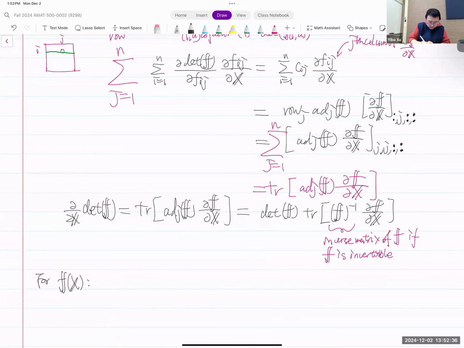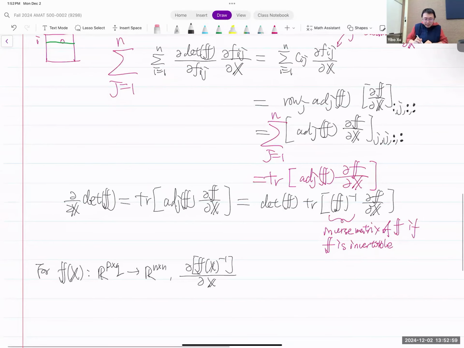Okay, so it maps from P by Q matrices X to M by M matrix F, and this time we have a tensor that's constructed from the inverse matrix of F, the output. So now this is a tensor. Remember, F is n by n. So F inverse, the inverse matrix, is also n by n. So this is n by n by P by Q, the same dimension as del F del X, right?